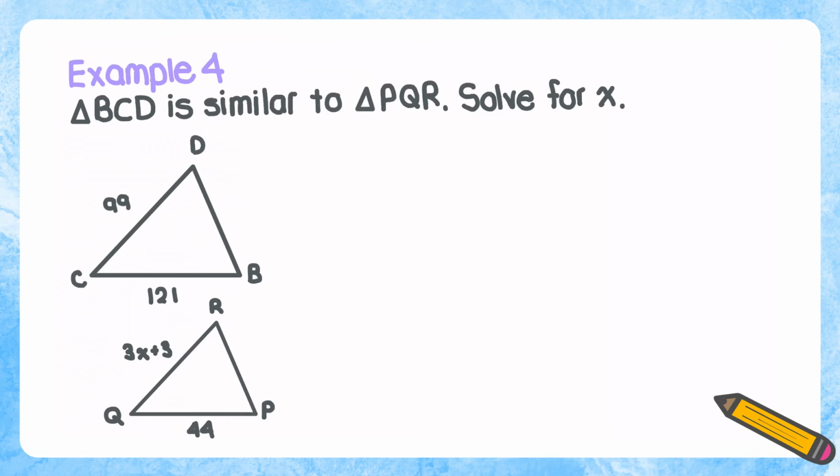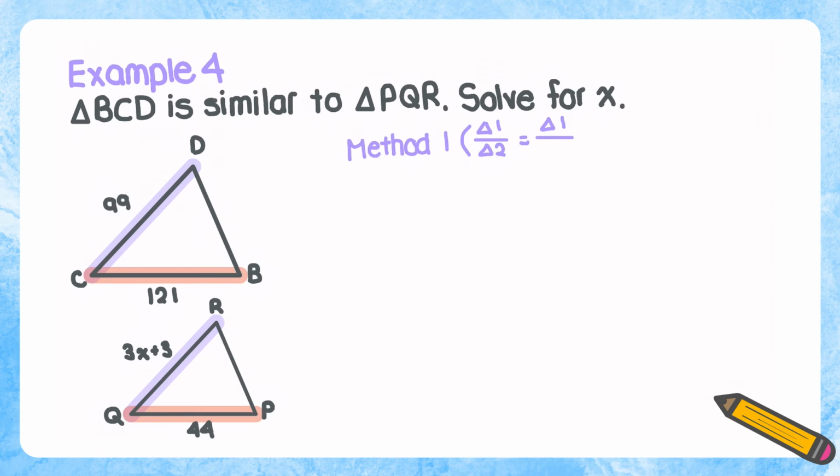Notice how this example is a little different compared to the earlier ones. Here, triangle BCD is similar to triangle PQR. We're going to solve for x. In the earlier examples, we were simply finding missing side lengths, but now we're going to solve for x. So let's identify some pairs of corresponding sides. And then based on this, let's go ahead and set up proportions. I'm going to use the first method for this example.